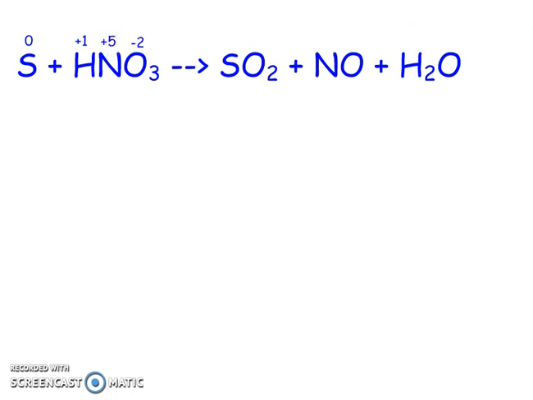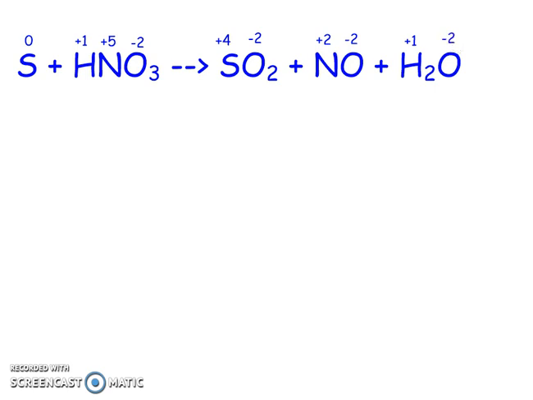On the product side, SO2, we need to figure out the charge of sulfur. Oxygen has a charge of -2. There are 2 of them, so that's a total of -4, so the sulfur has to be +4. For NO, I know the oxygen is going to be -2, so the nitrogen has to be +2. And then water, the hydrogen is +1, the oxygen is -2.